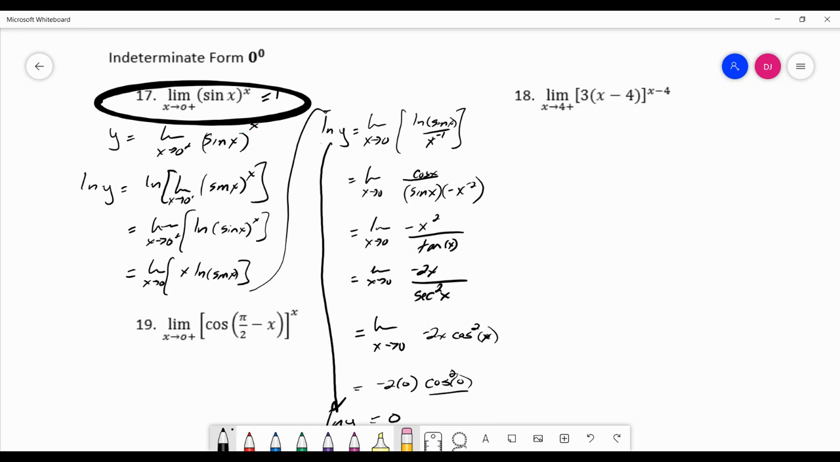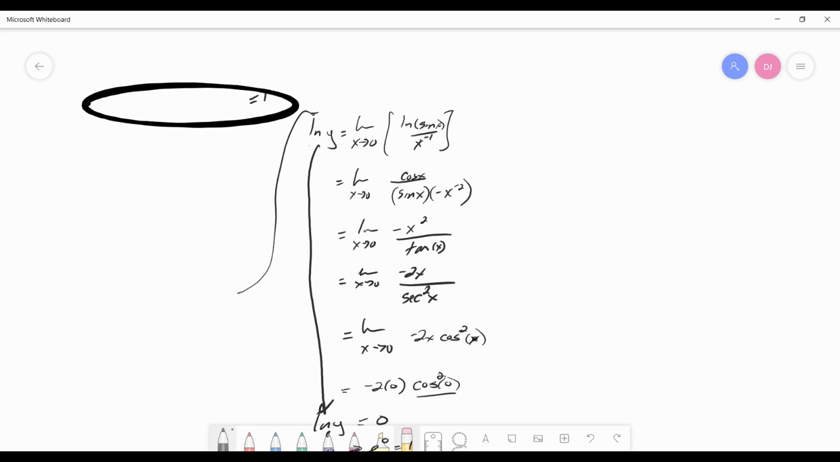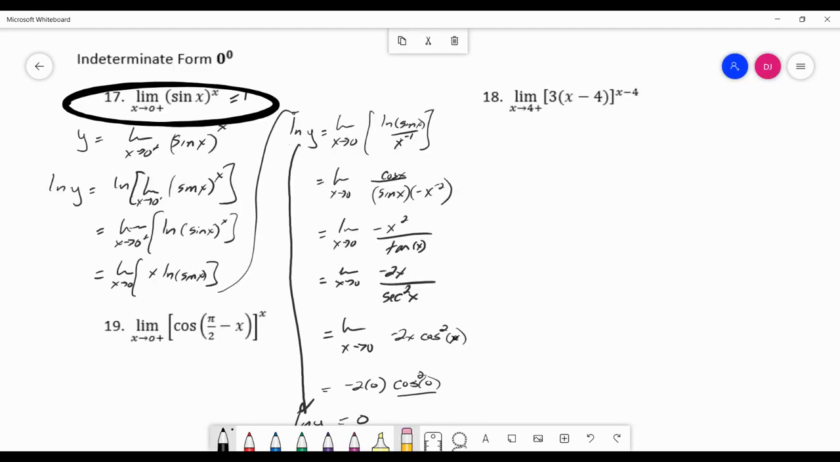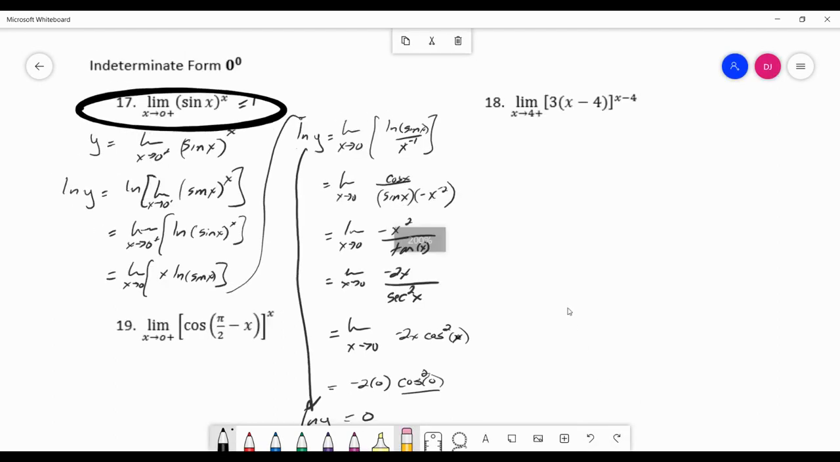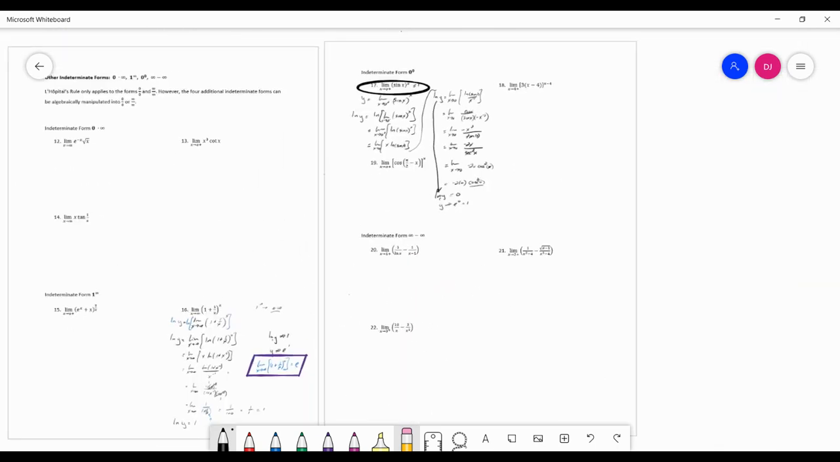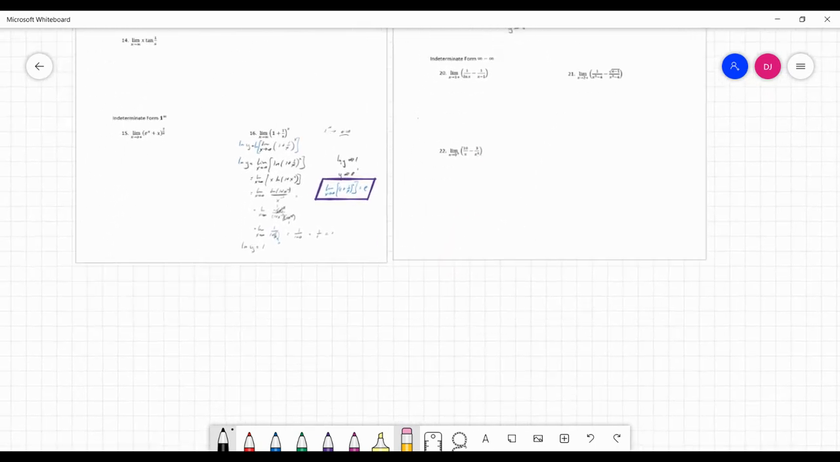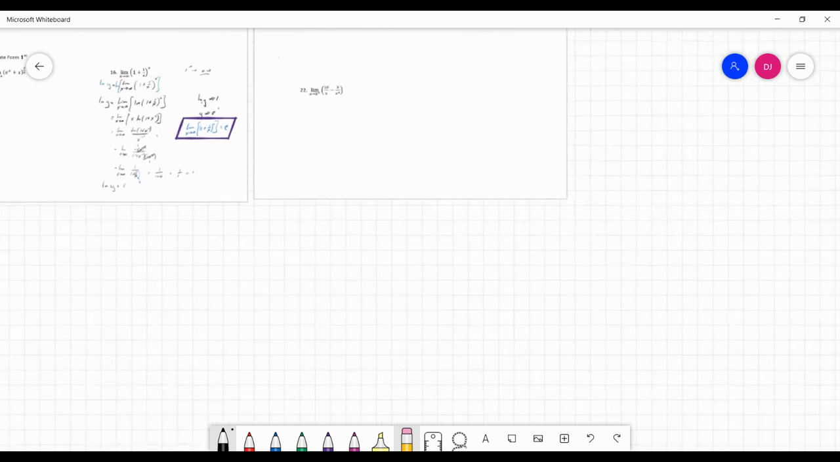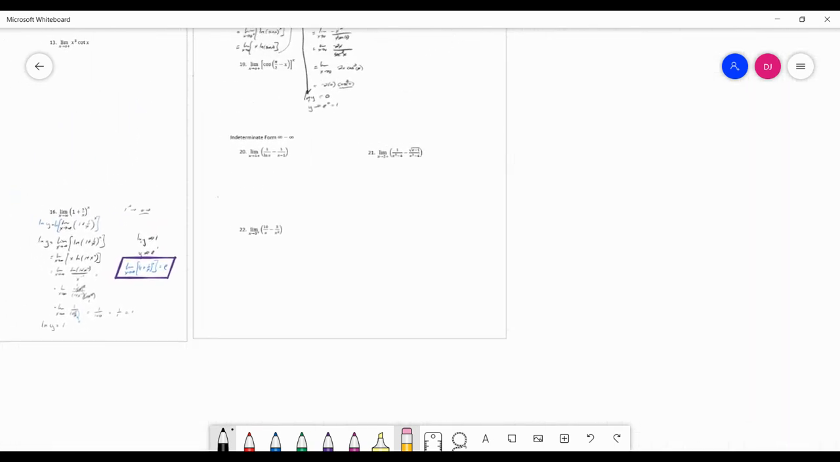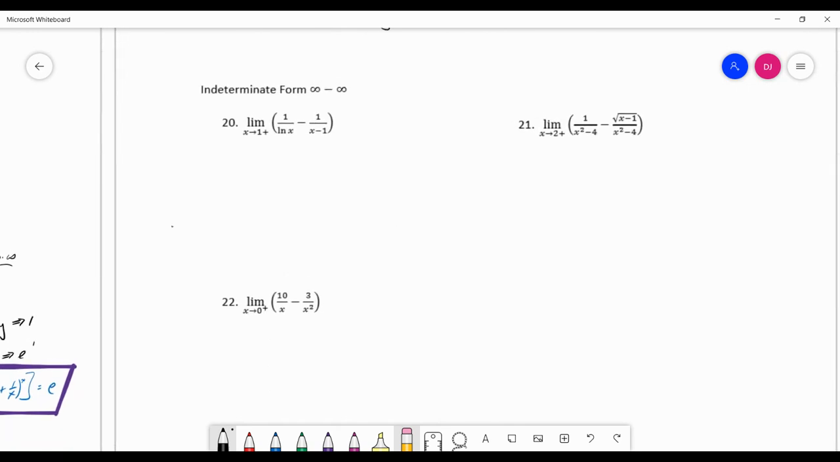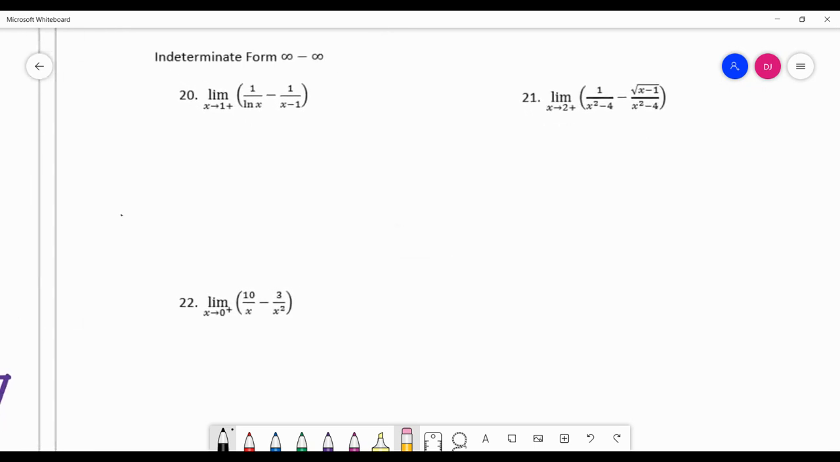Okay, my video is starting to drag a little long, and so rather than do number 18 and number 19, which are done the same way, I want to get on just quickly to the last type of L'Hopital's that you're going to see here. Let's suppose number 20, and again, all three of these are going to work the same way. Okay, so number 20, I have the indeterminate form of an infinity minus an infinity.